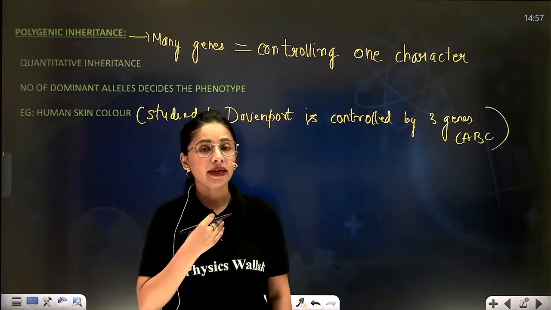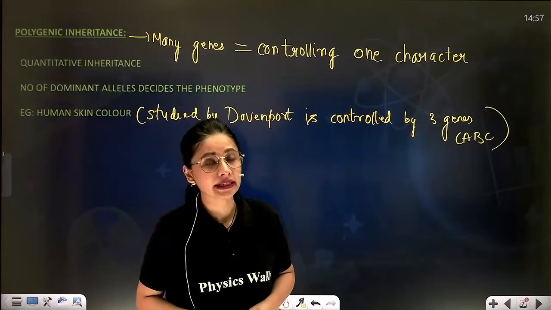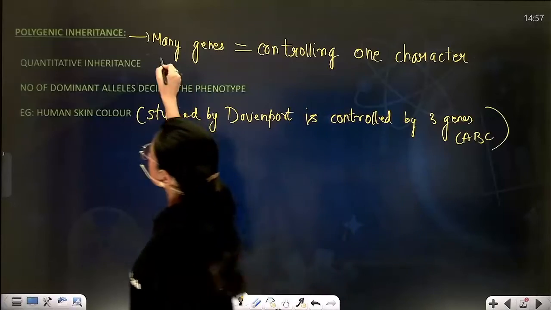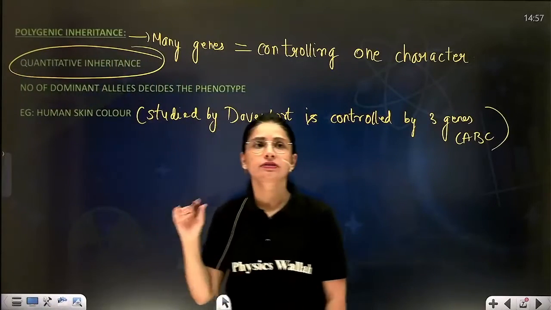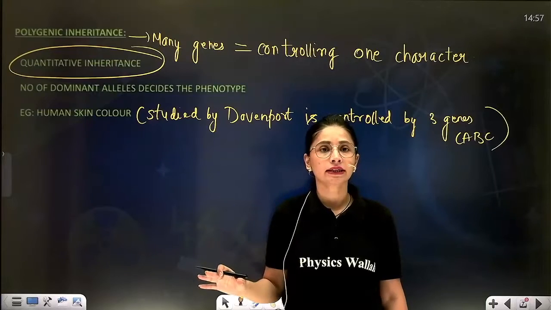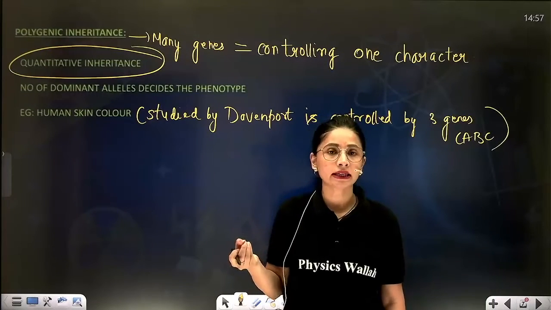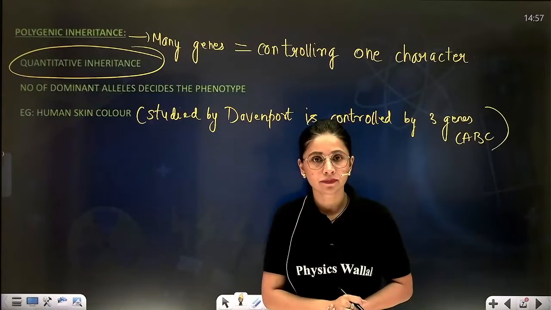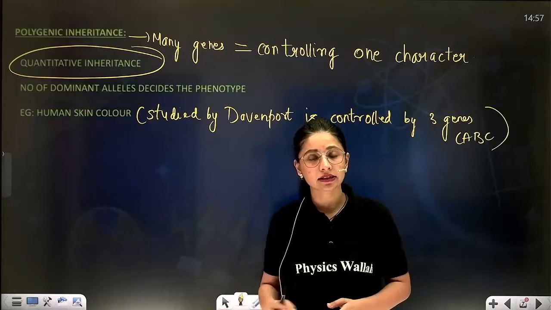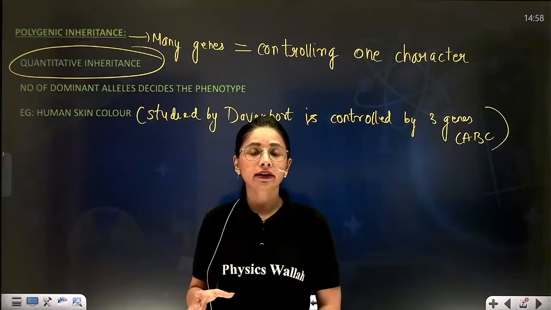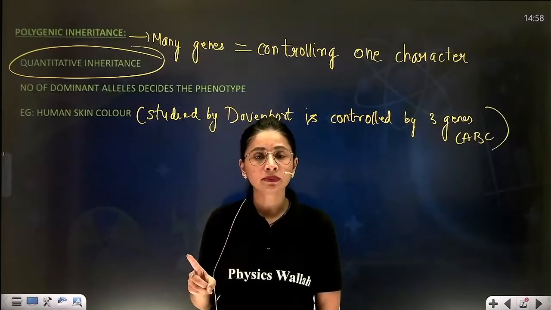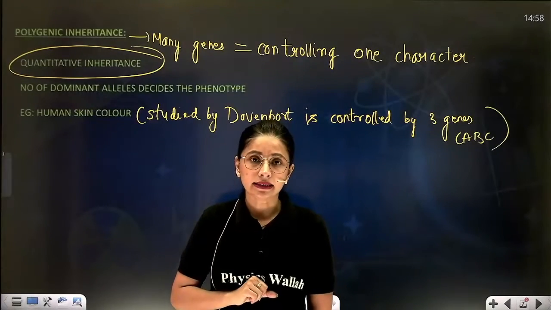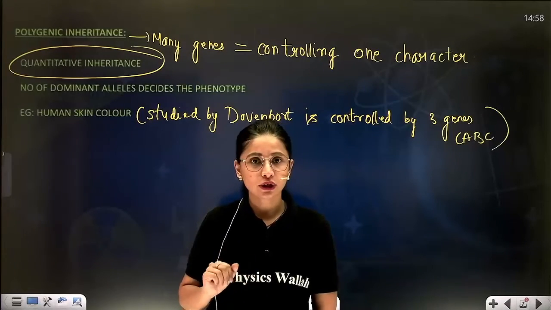Right? Now beta, like you saw in case of incomplete dominance, polygenic inheritance is also quantitative inheritance, where the number of dominant alleles, the quantity of dominant alleles, is going to decide the phenotype of an organism. So basically, polygenic inheritance is also a type of quantitative inheritance where the number of dominant alleles plays the major role, not the quality of the dominant allele. Clear? Yes or no? Chalo.